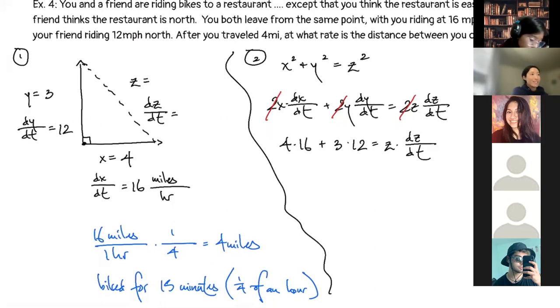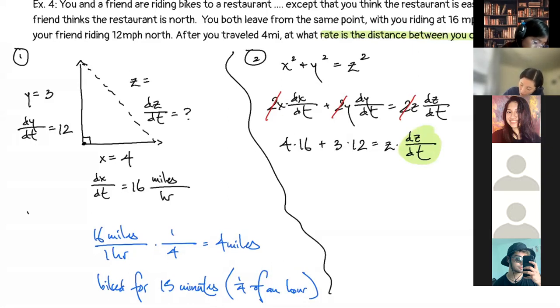Ooh, is it z or dz dt? Like, which one is the question asking for? Yeah, the question is saying the rate that the distance between you is changing. They want you to find dz dt, okay? That means we've got to find z.